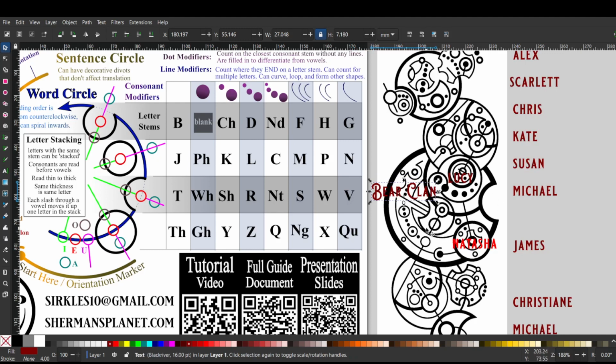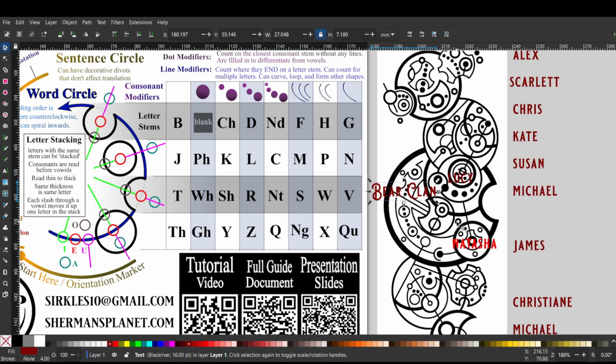And then in this circle we have one more word, which, starting at the bottom, we have this letter first. And it has lines passing through it, but lines don't count when they pass through letter stems. They count when they end on letter stems, and that's noted here. And this means that this has no modifiers whatsoever. It is a letter J.